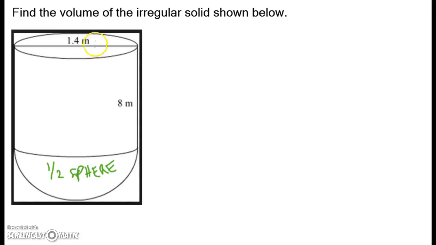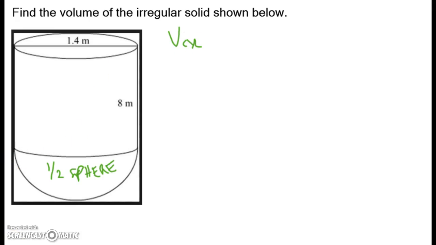Okay, so I have a cylinder and I have half of a sphere. So if I want to find the volume of the whole thing, if I can find the volume of one and add it to the volume of the other, then I can find the volume of the whole thing. So I'm going to do two separate parts here. First, I'm going to find the volume of the cylinder.